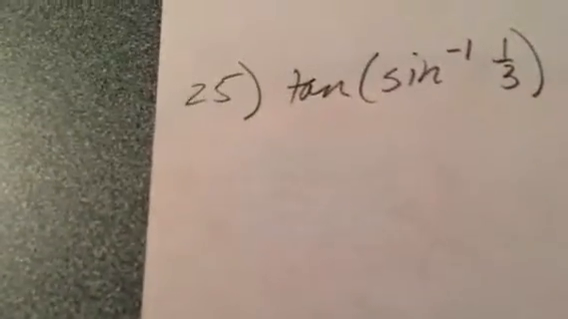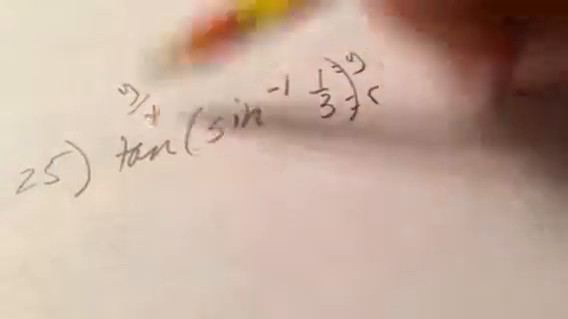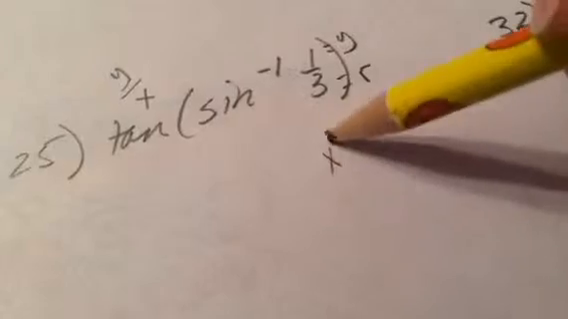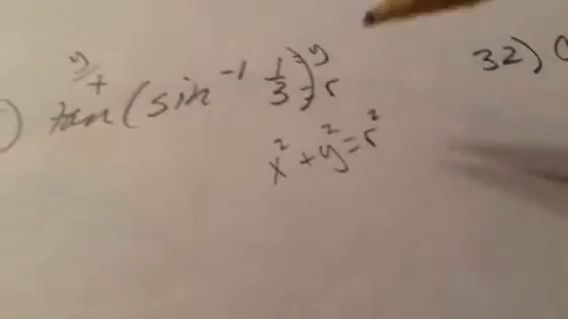All right. Now it gets some more interesting. 1/3 is not a coordinate on my unit circle. So I'm going to have to use Pythagorean theorem on this one to figure out my values. Sine stands for y over r. So tangent stands for y over x. So I need to find the x value. And Pythagorean theorem says x squared plus y squared equals r squared, or the equation of a circle is x squared plus y squared equals r squared.